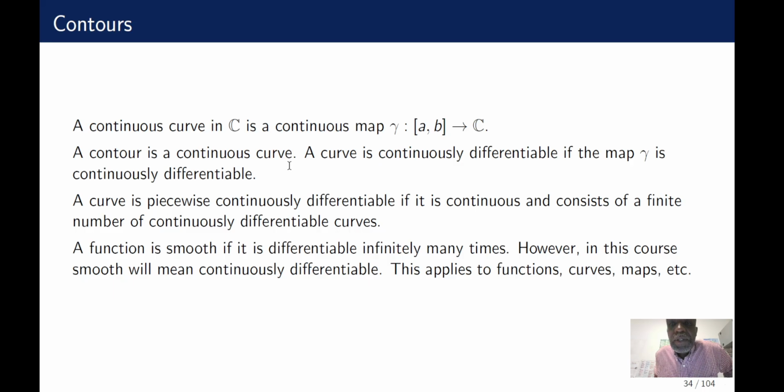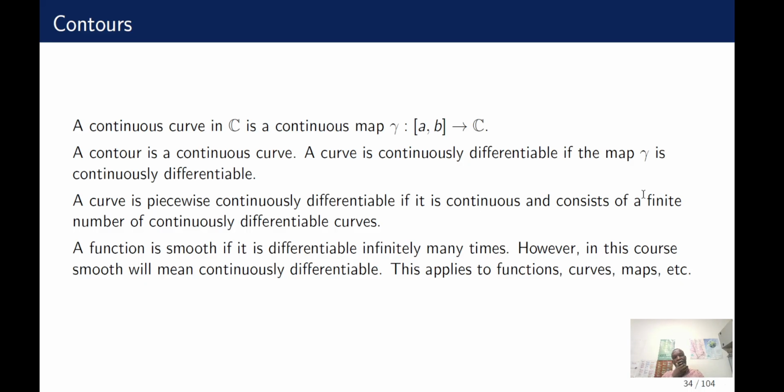But sometimes your contour maps several intervals into several smooth parts. If that happens, you can join those intervals into a finite number of them, and they are continuously differentiable. So your path can be made up of a number of continuous paths joined together, and then you integrate over that.